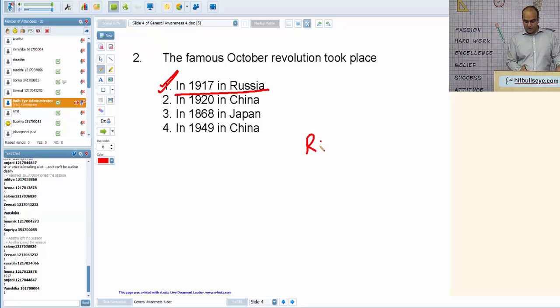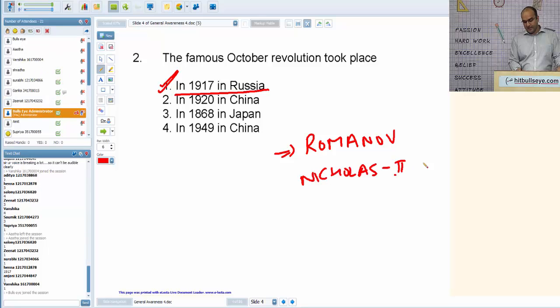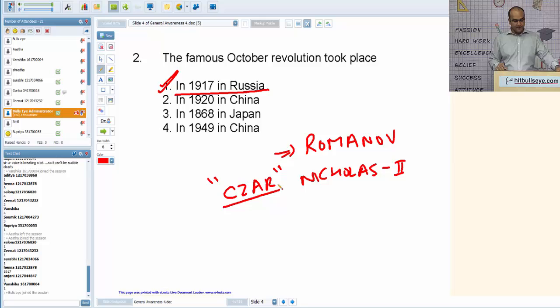The dynasty which was ruling was the Romanov dynasty, right? The king was Nicholas II, right? The king of Russia was also known as Tsar, right? So the Russian term for the king was Tsar. A very famous communist thinker, communist leader rather, Lenin, right?